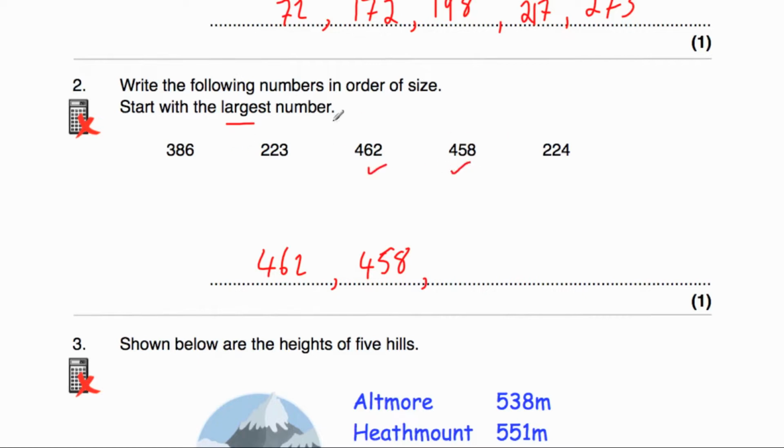Now looking at the 300s, we've only got one number in the 300s, so that's going to be 386. Then the numbers in the 200s, we've got 223 or 224. The next biggest would be 224 because it's got a 4 in the ones column, as opposed to 223, which only has a 3 in the ones column. So 223 would be the smallest, and that's it. So we've arranged those numbers in order of size, starting with the largest.